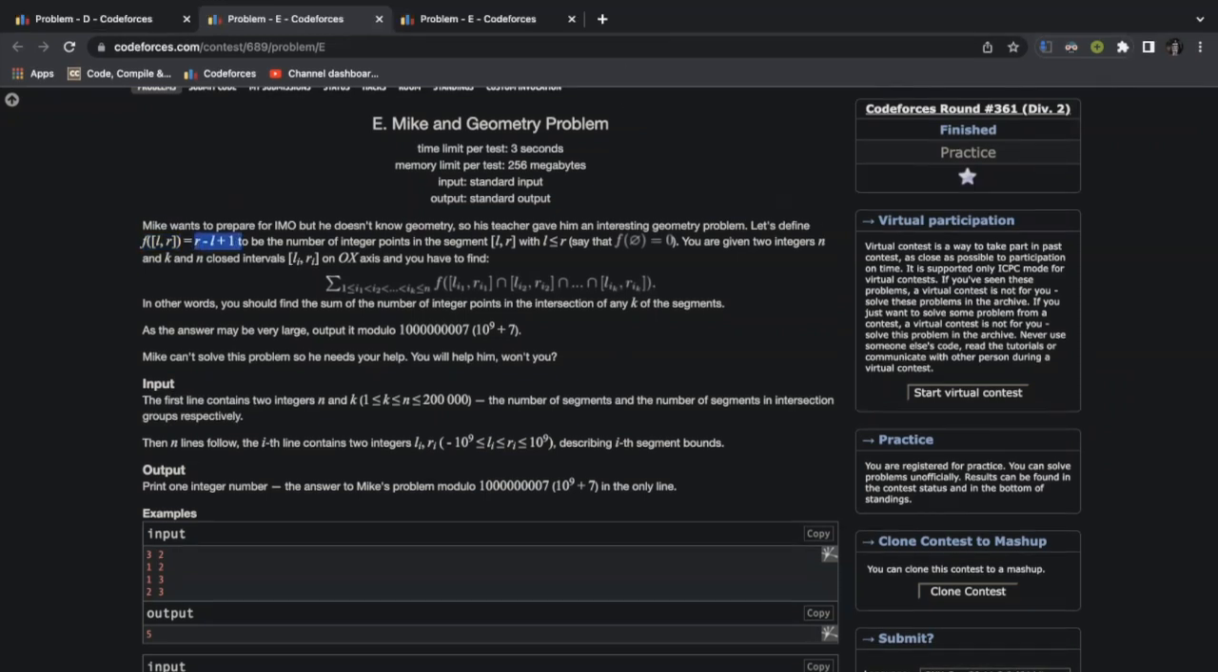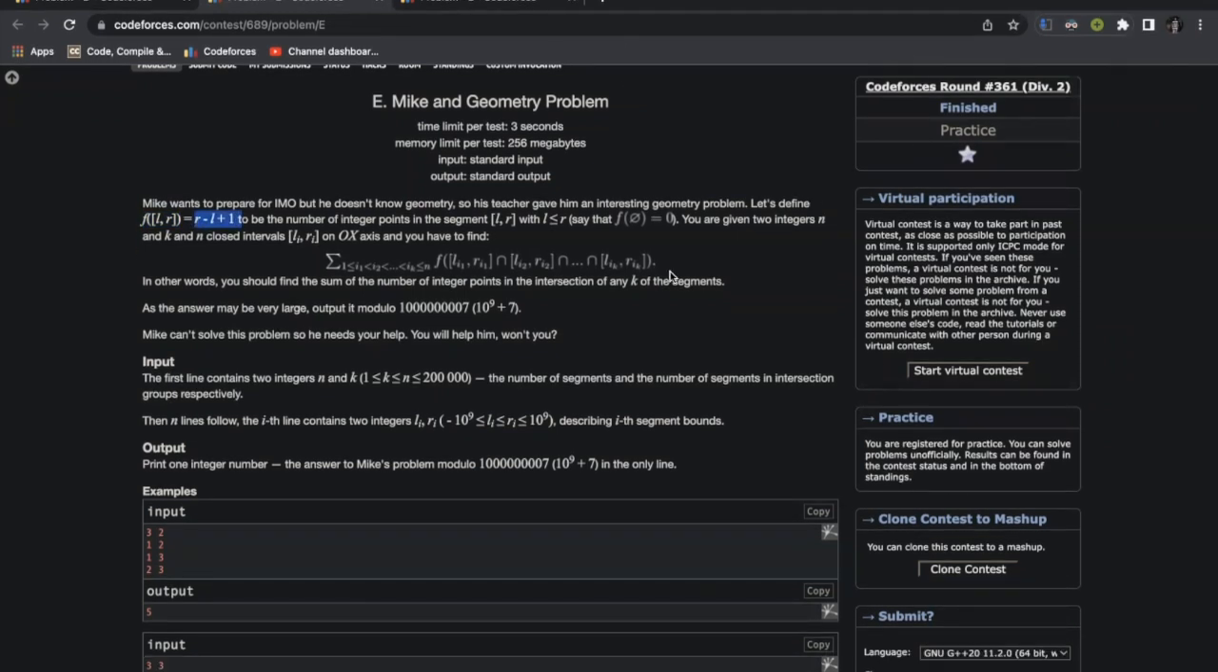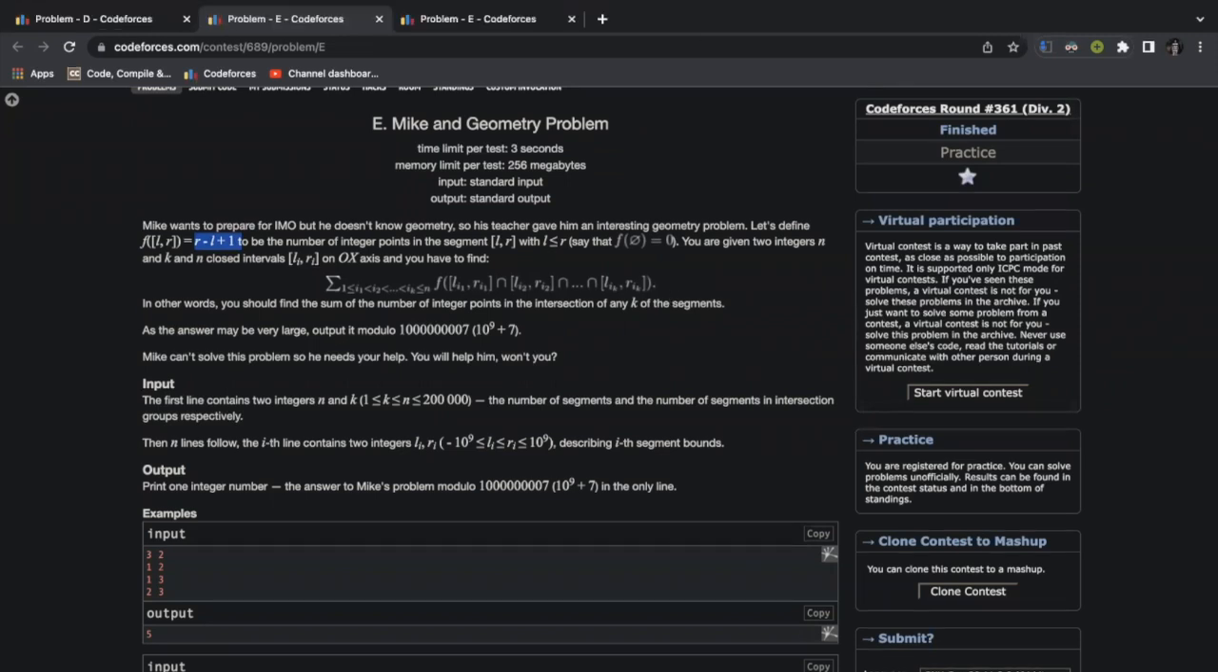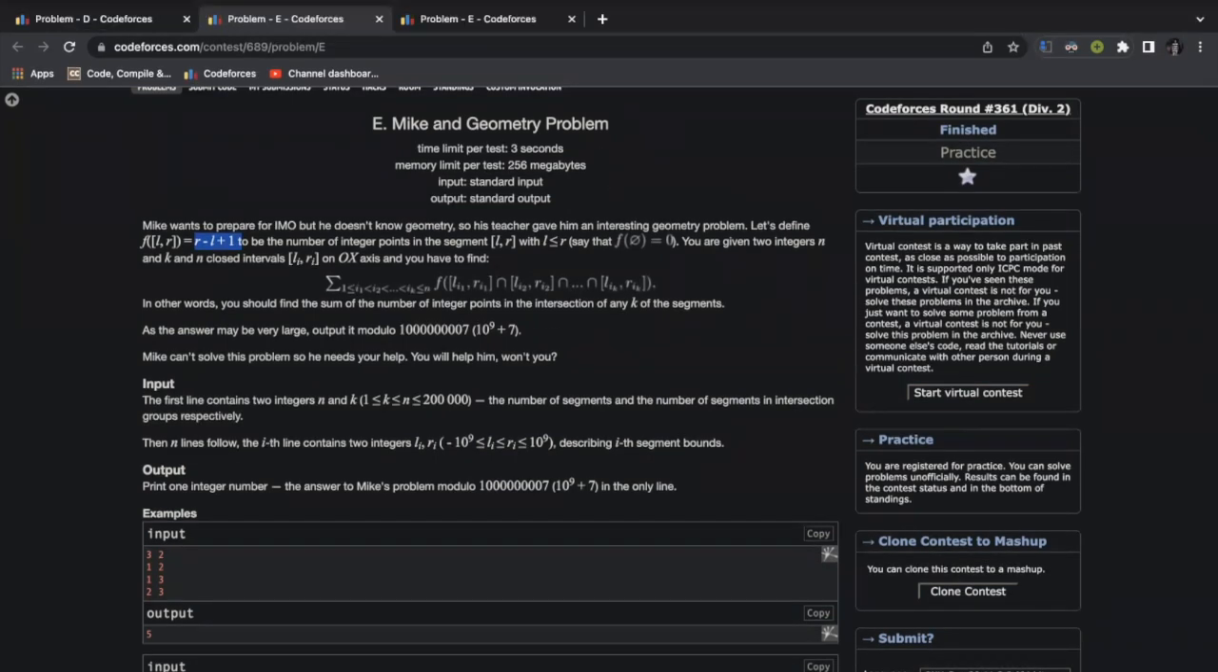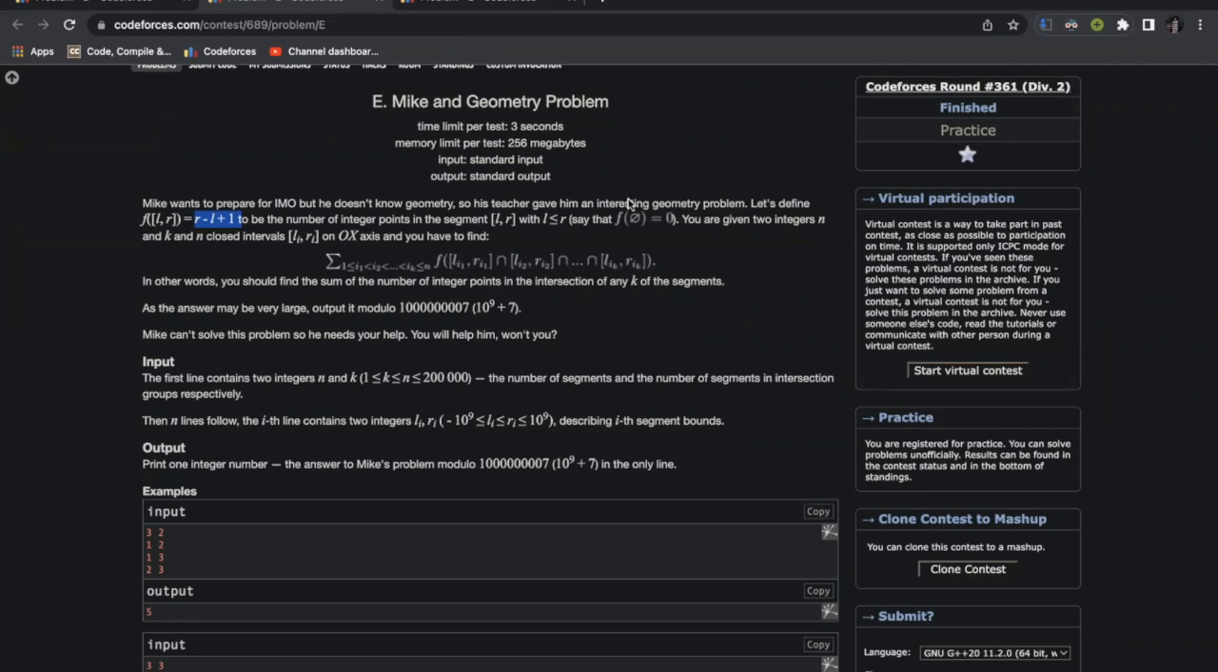In the previous problem, we were iterating on all these nCk combinations of choosing k out of the n segments. And if the intersection was non-empty, then we were adding 1 to our answer. But here, instead of adding 1, we have to just add the length of that intersection to our answer. That is the only difference between this problem and the previous problem. So is the problem clear to everyone? Okay, great.